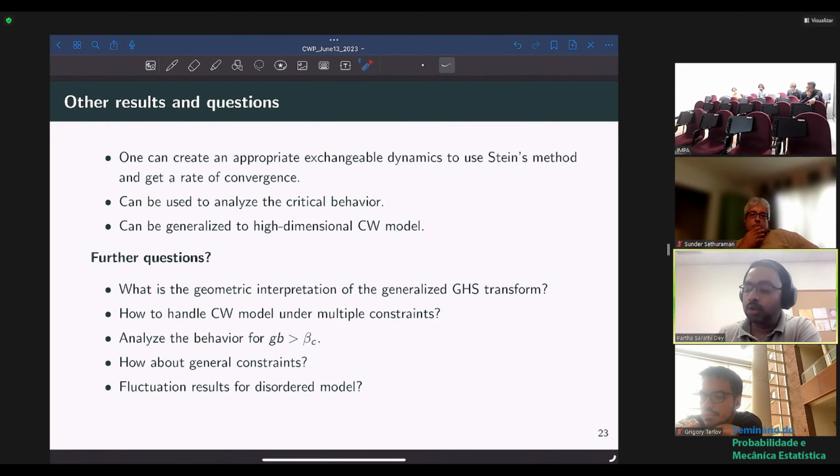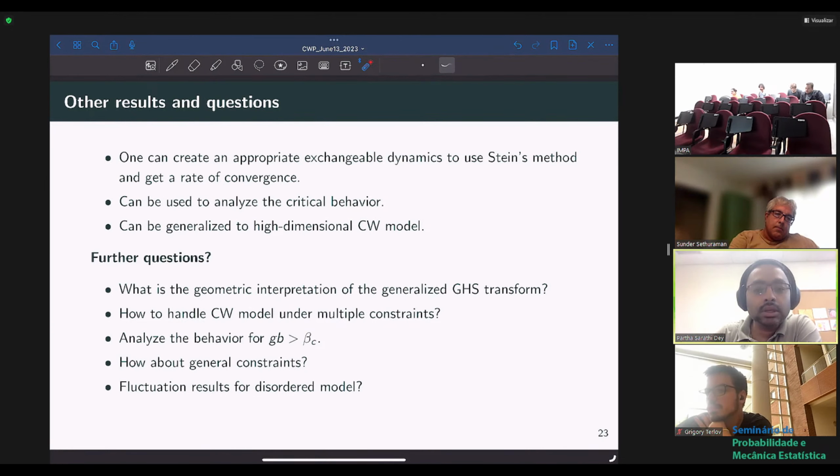And this method can also be generalized to the high dimensional Curie-Weiss model. So instead of being supported on R, it's vector valued, and instead of the summation of sigma_i squared, it will be the summation of, say, sigma_i transpose sigma_i. So it can be done.